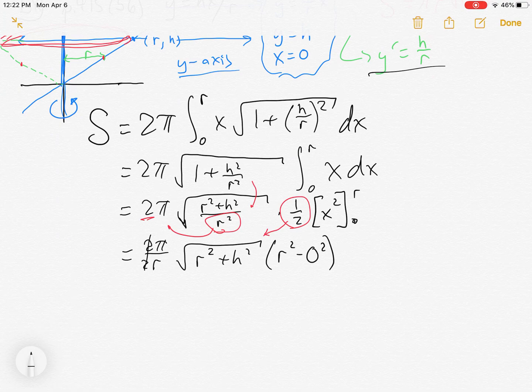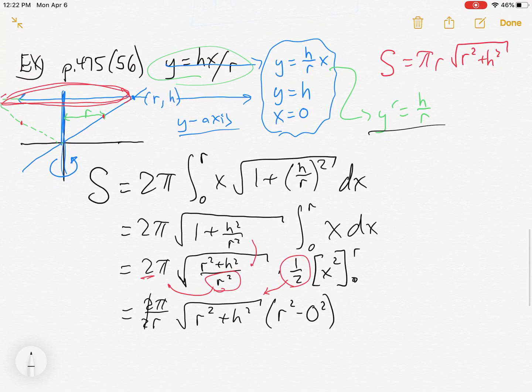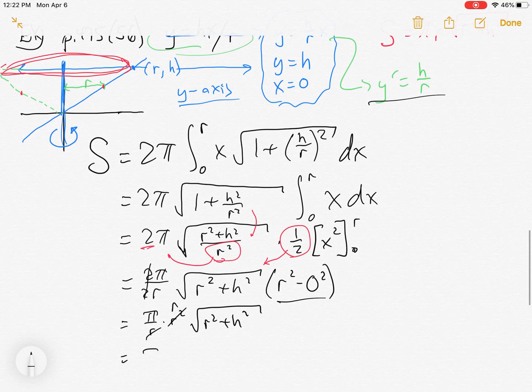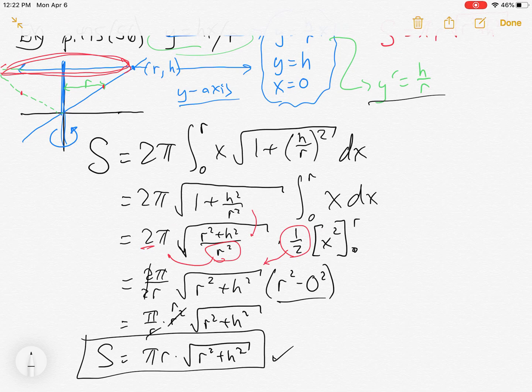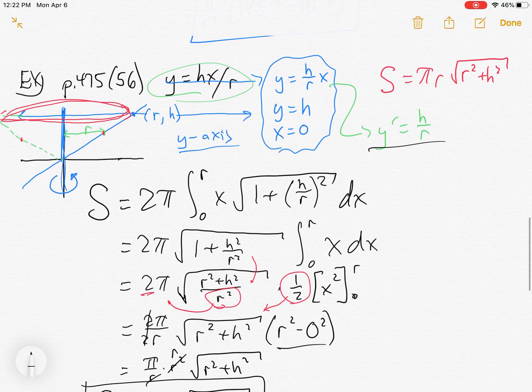And then we can plug in, and we plug in r squared minus 0 squared. Okay, are we going to get there? There's our goal. Looking okay. So we have pi over r, that becomes r squared, times r squared, times, looking good, isn't it? That's going to cancel, become r with that. And yes, we got it. We got pi r times the square root of r squared plus h squared. Check.